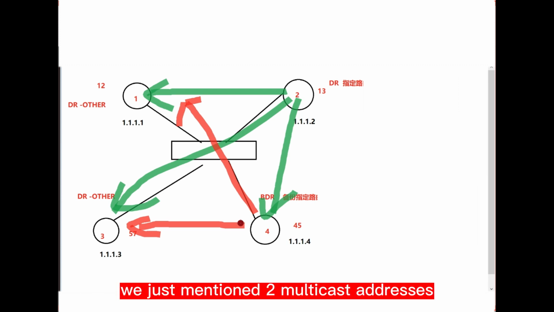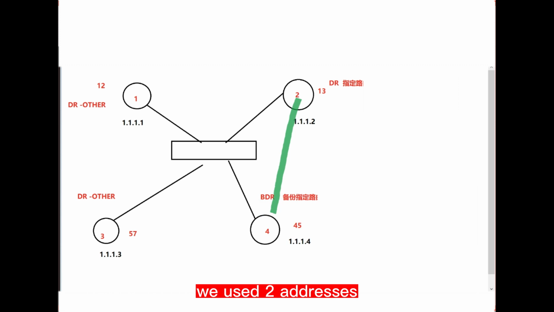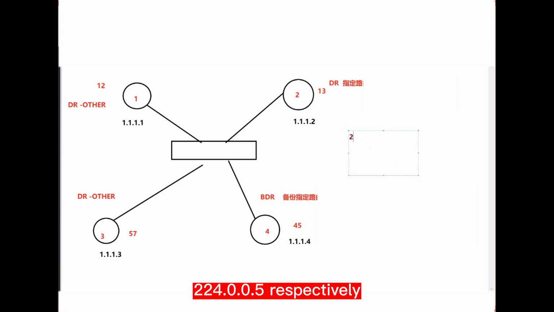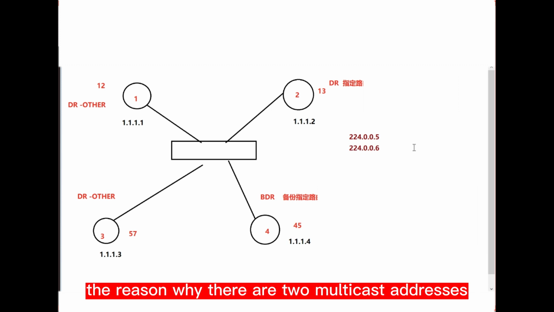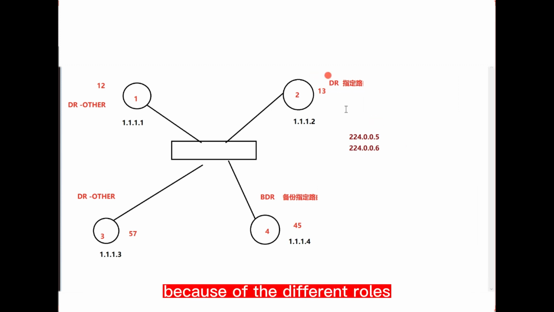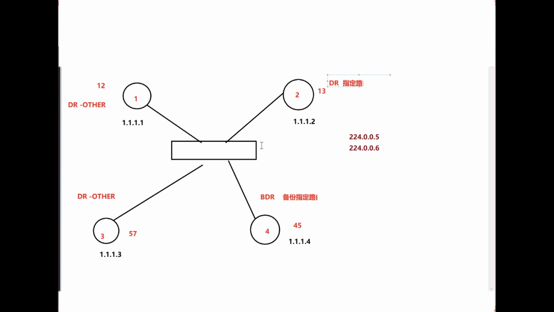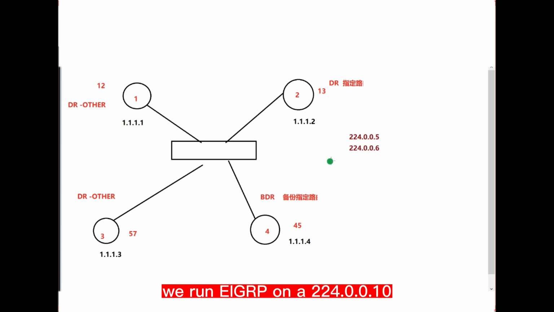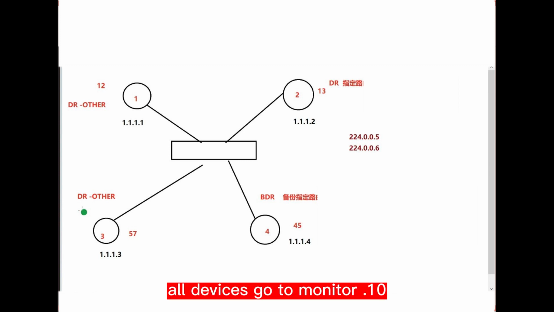We just mentioned two multicast addresses. OSPF is a multicast update. We used two addresses, 224.0.0.5 and 224.0.0.6. The reason why there are two multicast addresses is because of the different roles: one is DR, one is BDR, one is DR other. When we run EIGRP, actually there is only one. We run EIGRP on 224.0.0.10. All devices go to monitor .10.